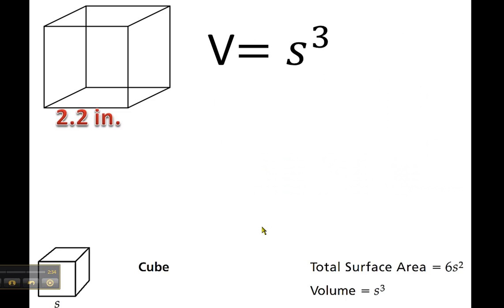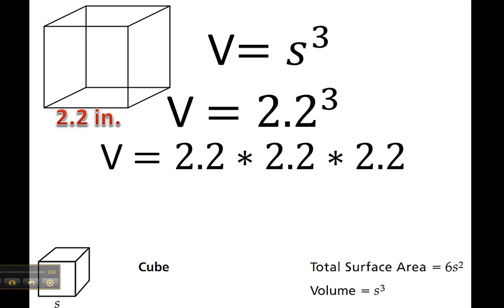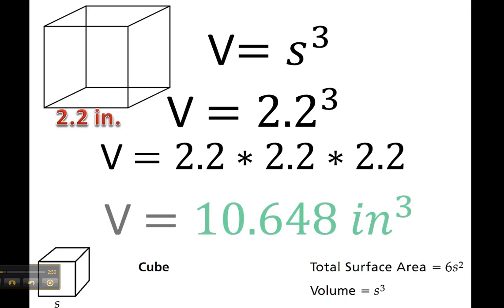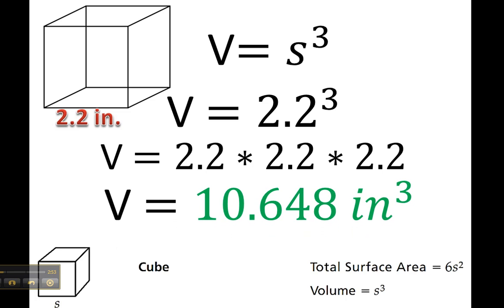For finding the volume, we're just going to use the formula side cubed. Side length is 2.2. We're going to cube that. Now that means 2.2 times 2.2 times 2.2. We don't want to do 2.2 times 3. Okay. Once we grab our calculator and pop that in, we get 10.648 cubic inches. So that's the volume.